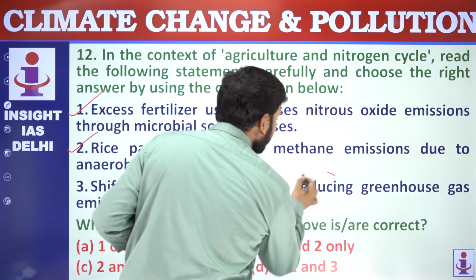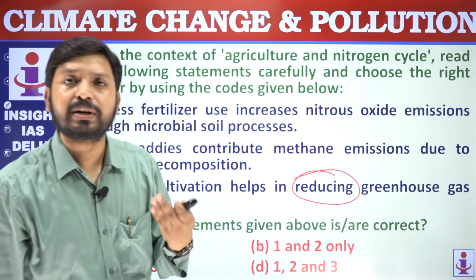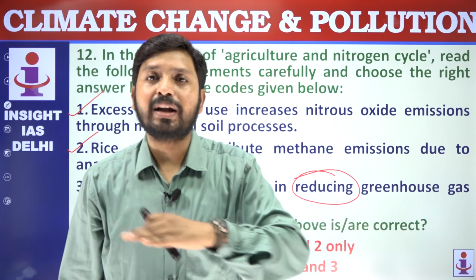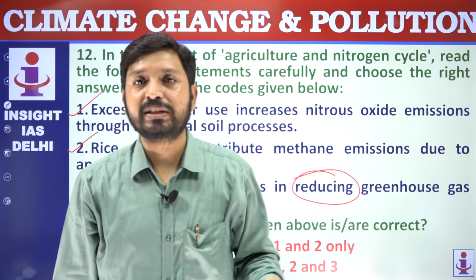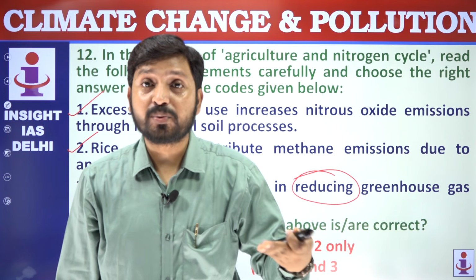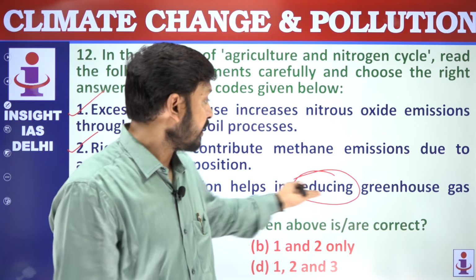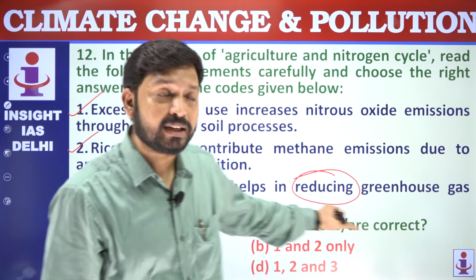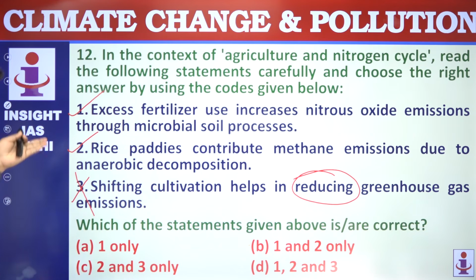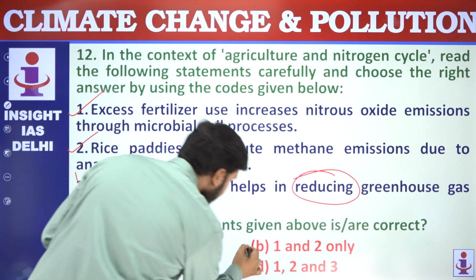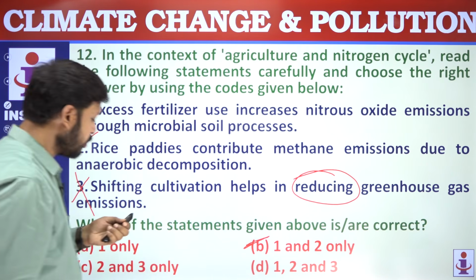See, shifting cultivation, we know, it is nothing but slash and burn cultivation, right? So we'll cut down some forest and burn those trees, and then we'll do some cultivation there. But when we burn the trees, what will happen? Will it reduce greenhouse emissions or increase? It will increase, right? So this statement is wrong. So the third one is wrong, 1 and 2 are correct, and they're asking for the correct statements. So 1 and 2 is there in our option B. Okay, so let's go to the next question.